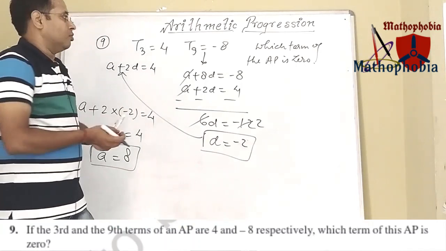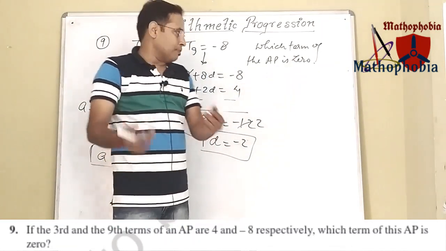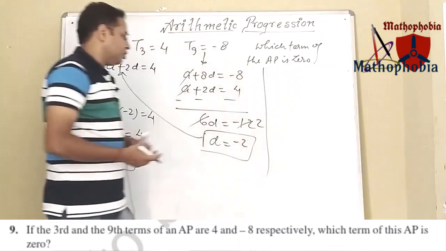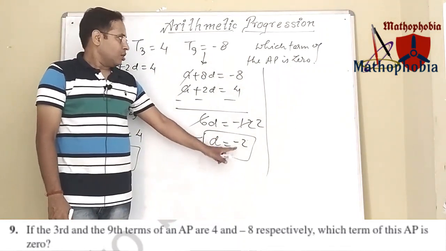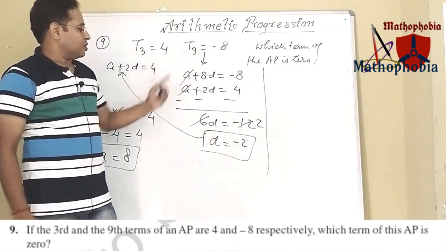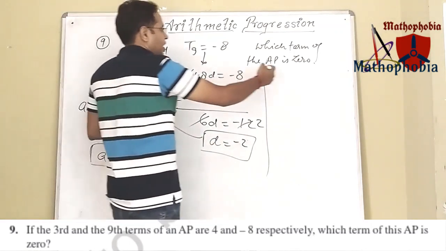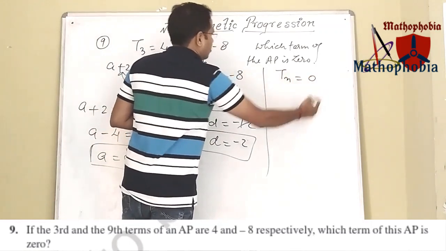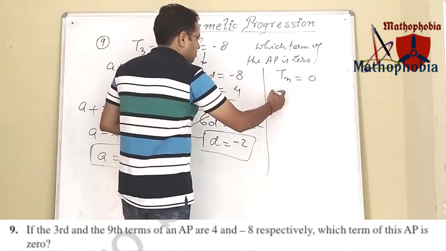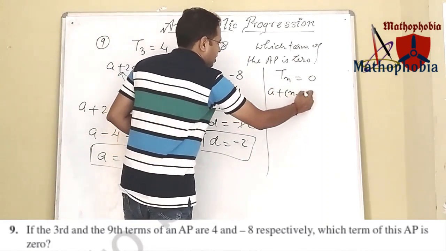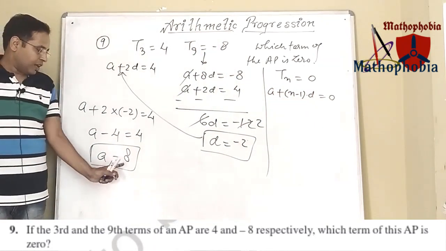Now what we need to find out, which term of this arithmetic progression is 0. So let us suppose that the nth term will be 0, since the common difference is -2. If the common difference of a positive AP, है ना, इसमें सारे terms positive हो रहे हैं, since the common difference is -2, let us suppose that the nth term of this AP is 0 and we will find out the value of n. Let's apply the formula A plus n minus 1 into D equals to 0. What is the value of A that we have found out? The value of A is 8.